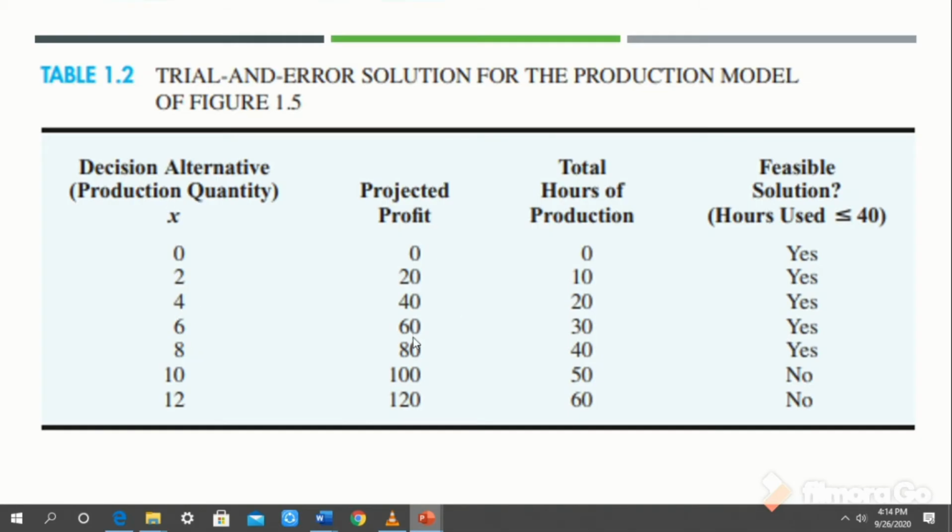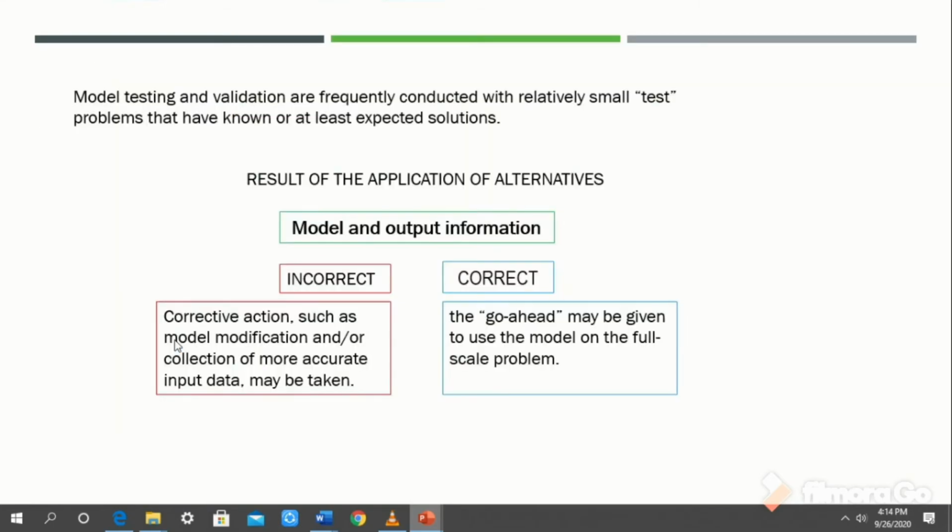So, kung diin ma-maximize ang imuhang profit, ug masatisfy nimo ang constraint, ang imong profit is 80, mao na siya ang maximum. And then, ang total hours of production, 40. Satisfied imong kana nga constraint. So, is it a feasible solution? Yes. So, ang imuha nang production quantity should be 8. Mao na siya ang pinaka-feasible.